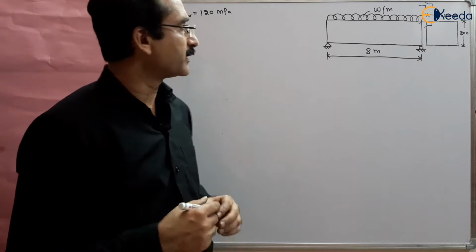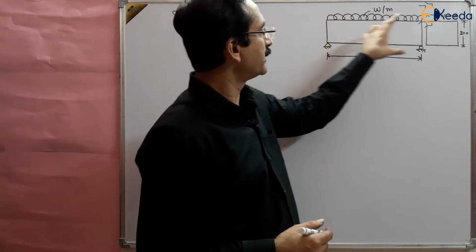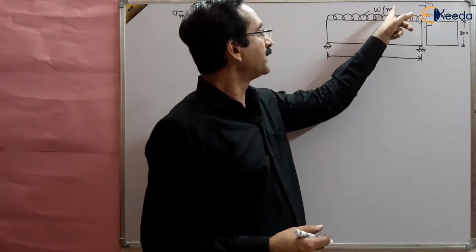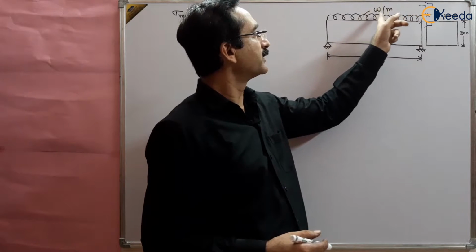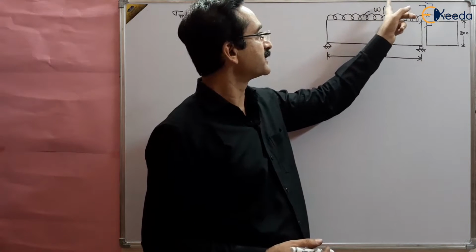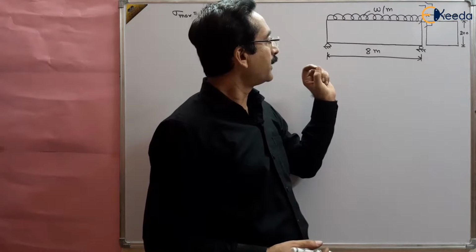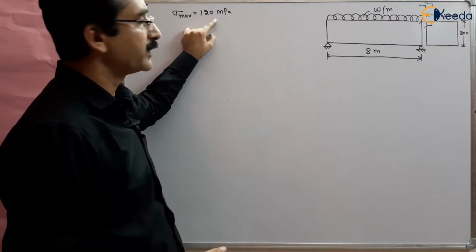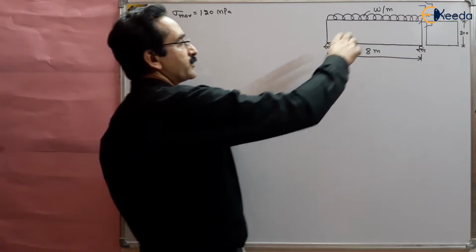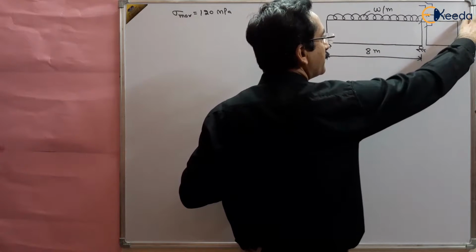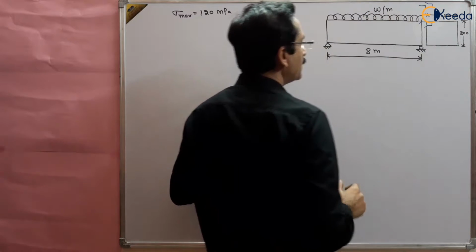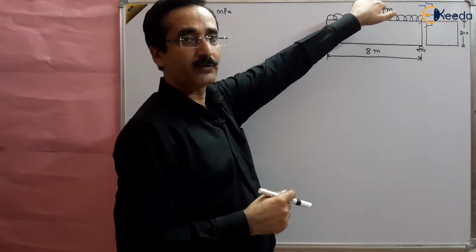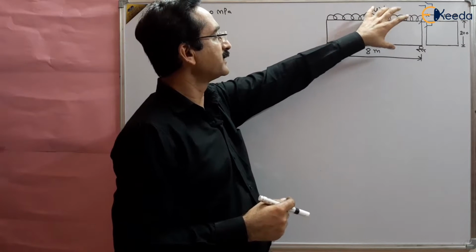In this question we are given a simply supported beam on which a UDL is applied. W per meter is the load, the weight density applied here, and it is also given that the maximum stress in the material should not exceed 120 megapascal. The cross section is also given, 200 mm depth and 300 width. We have to find W. What is the safe load, the UDL, that can be applied on this beam?